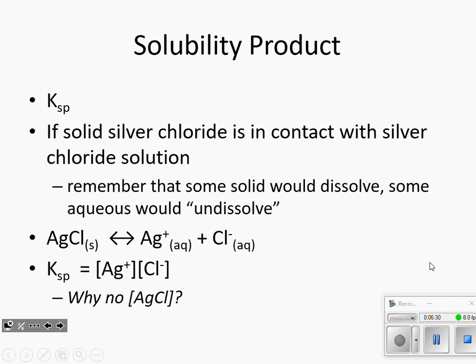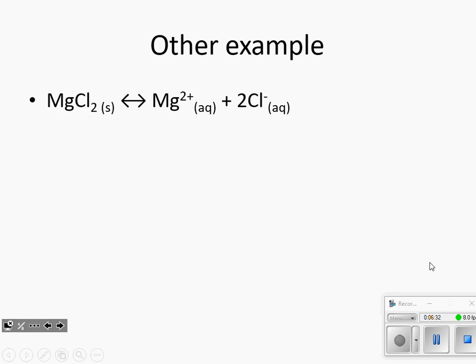Okay, I'm going to give you one other example of this. How about one that's just a little bit more complicated? Magnesium chloride. That's how that expression would be written.